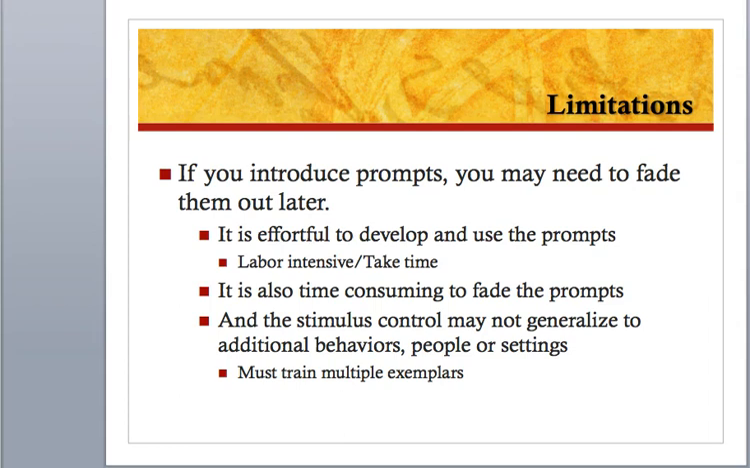And stimulus control may not generalize to additional behaviors or other people or settings. So you may find that once you do get the behavior, you may have to train multiple exemplars before the behavior really becomes independent for that individual. I mean, imagine if you taught someone to brush their teeth with a blue toothbrush and then they couldn't use any other color. You might have to train many different colors of toothbrushes before they'd ever just be able to walk into a store and buy any old toothbrush. So prompting takes time and effort and work, and then fading the prompts takes time and effort and work as well.